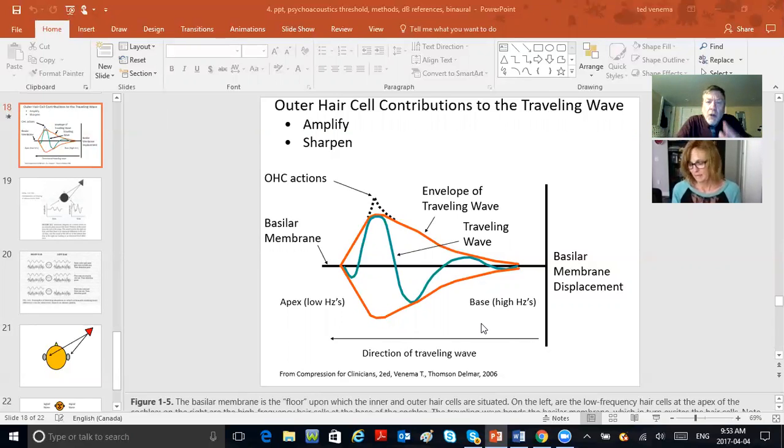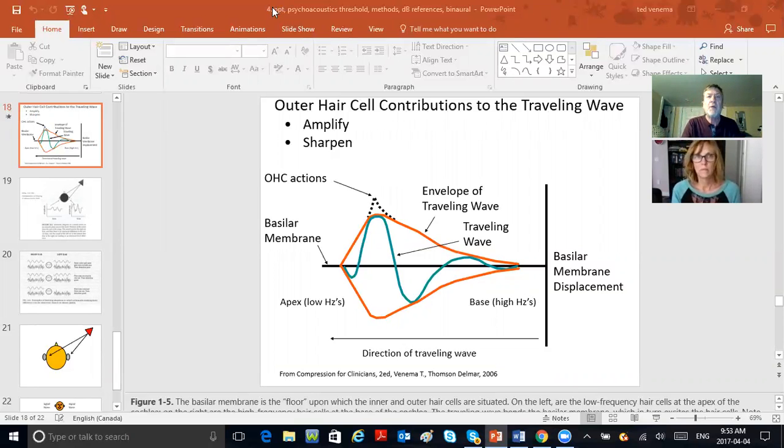So look at the slide here. Without outer hair cells, you have a dull, rounded, traveling wave. And all of your peaks are dull and rounded. So that you cannot distinguish between frequencies close together anymore. That's why people hate hearing aids, because their delta F has gone down. They can't separate speech from background noise as well. They need a deliberately increased signal-to-noise ratio to separate speech from background noise.